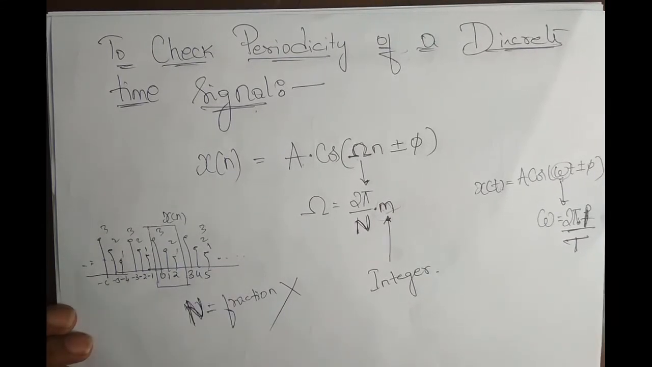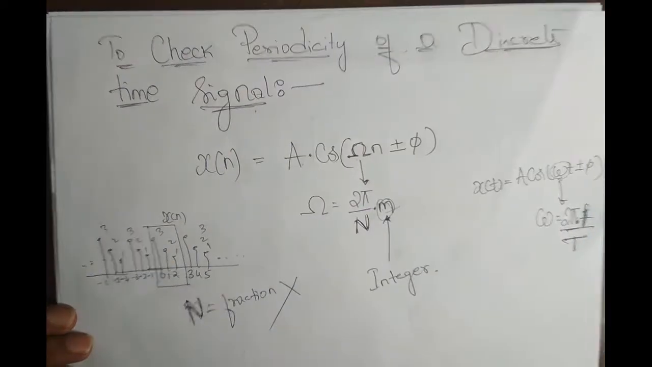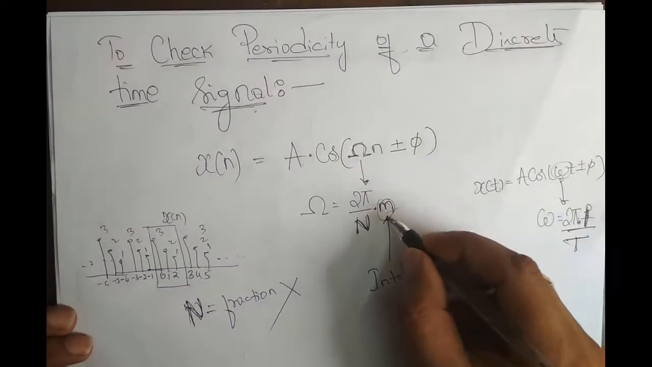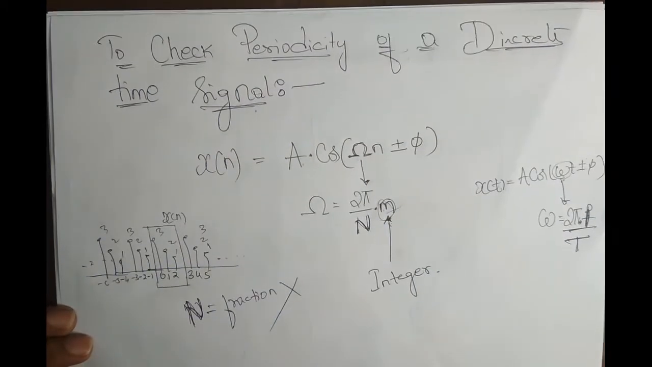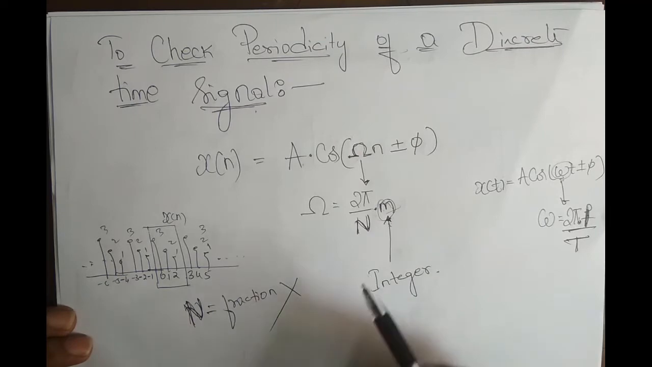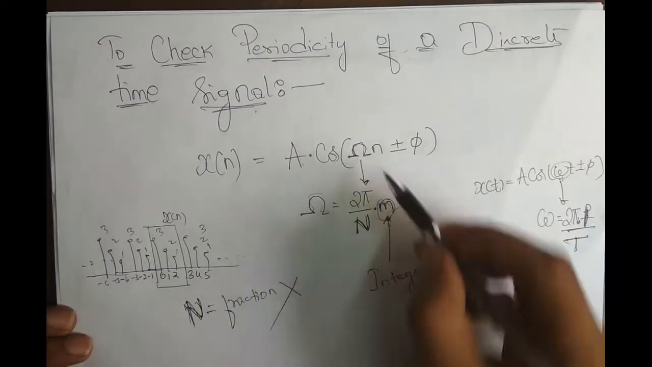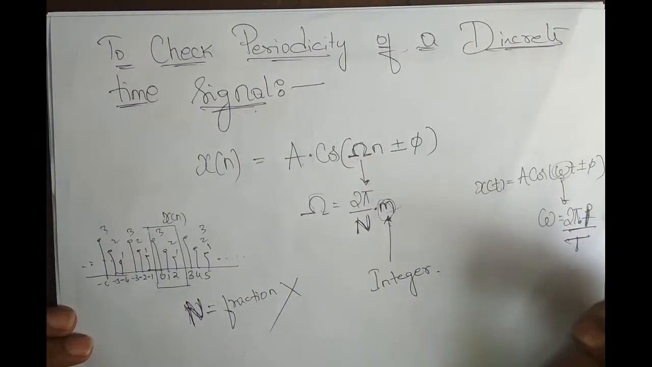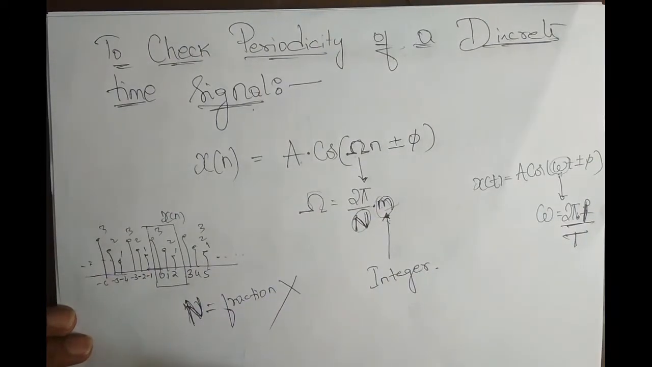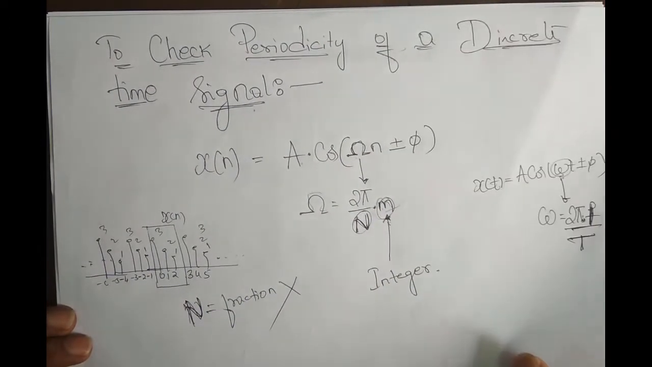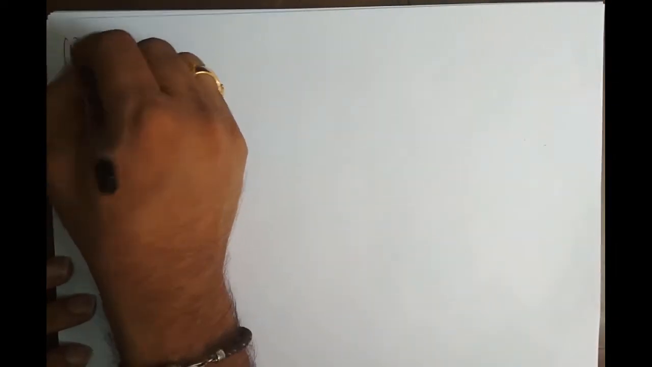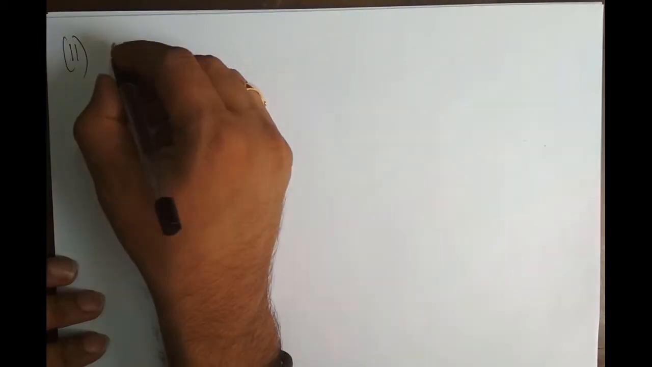To make this capital N an integer, we put one more variable called small letter m, and mind you, this small letter m is an integer. The approach to the problem is as usual: I have to equate our omega to the given problem's omega, and solve for capital N. We'll take up a few problems. We stopped at problem number 10 for periodicity of a signal. Now we will continue with problem number 11.